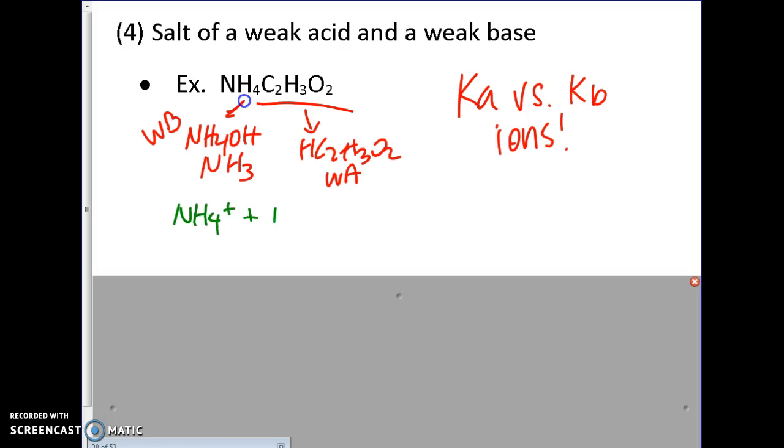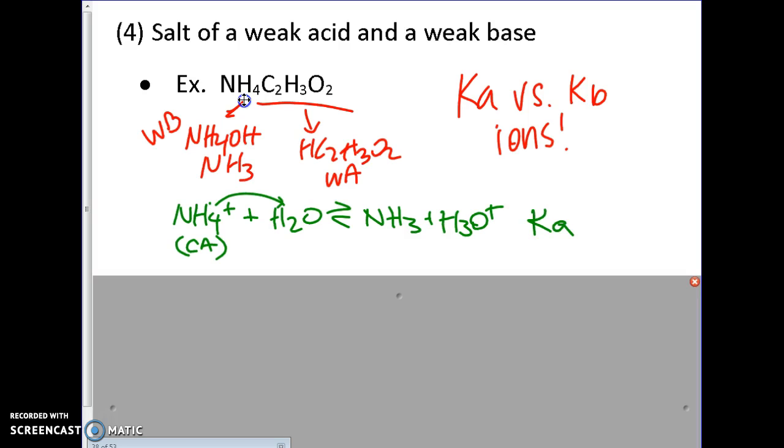Ammonium reacting with water equilibrates to ammonia. And you can see the protonation of water from this conjugate acid, which is a strong conjugate acid. So protonation of water makes hydronium. And so since it's acting as an acid, I have to find the Ka for that. We actually just did this one, so I'll just set up the numerical calculation: Kw over Kb for ammonia.